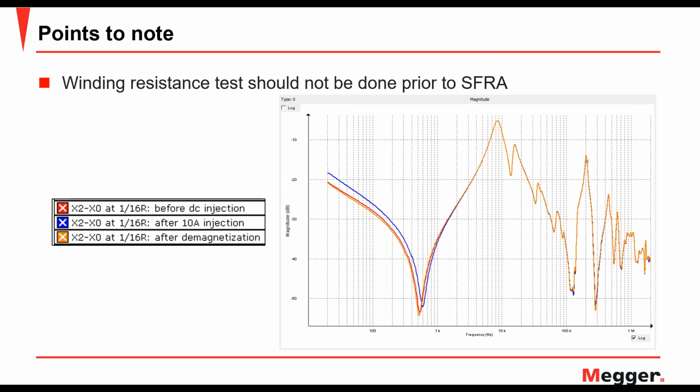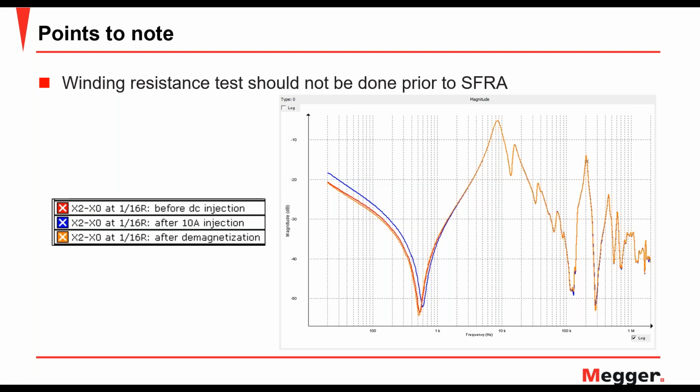The measurement was done after demagnetization, and you can see that the curve pretty much matches up with what we got before we did the winding resistance test. The deviation that you see there is pretty minor, and that's kind of allowable.